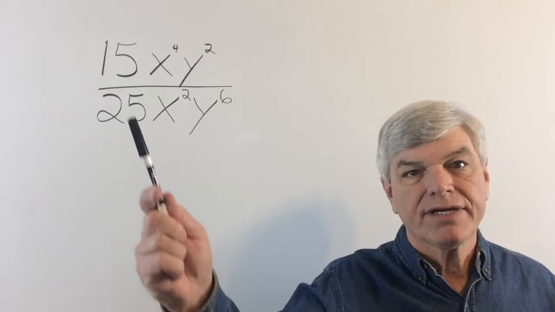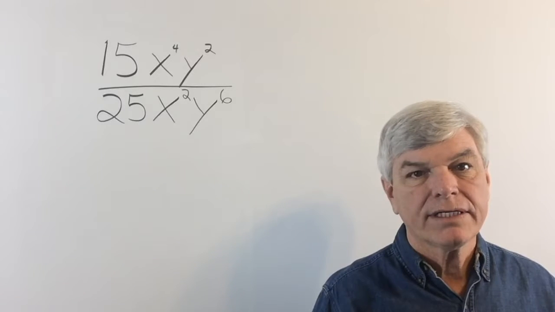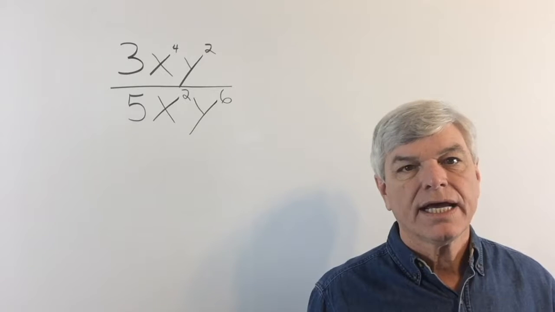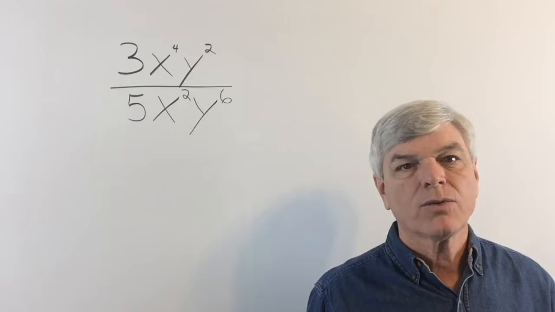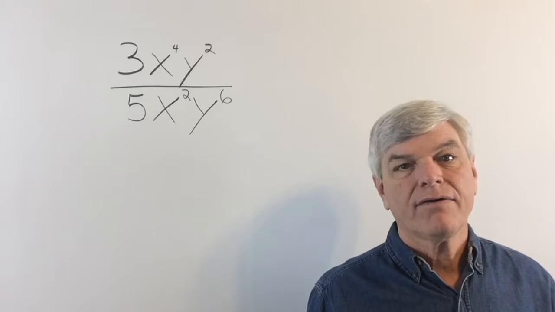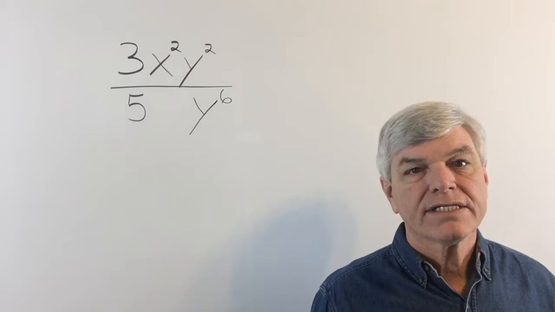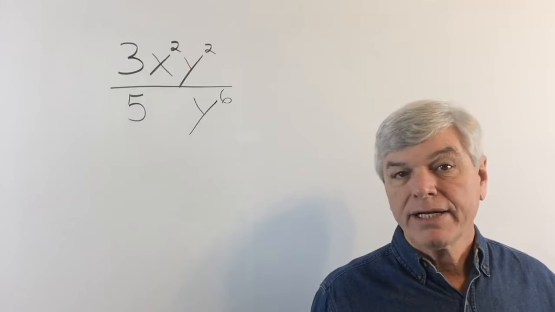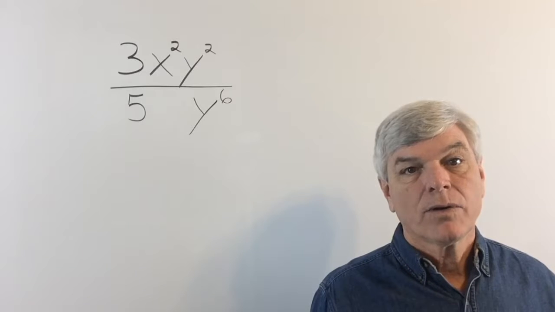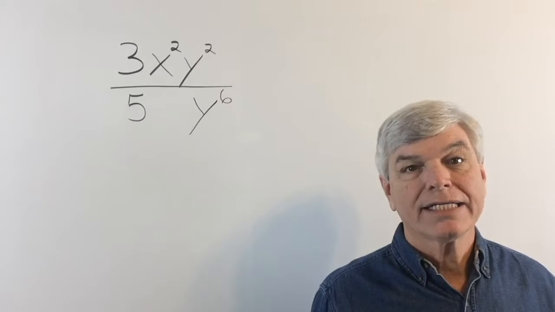We've got 15 over 25. We can reduce that to 3/5. And x to the fourth over x squared, let's see, we remember how to do that. 4 minus 2 gives us an x squared on the top, and the x is eliminated on the bottom. If you don't remember how to do that, you need to go back to the previous lessons where we talk about how to add and subtract exponents.